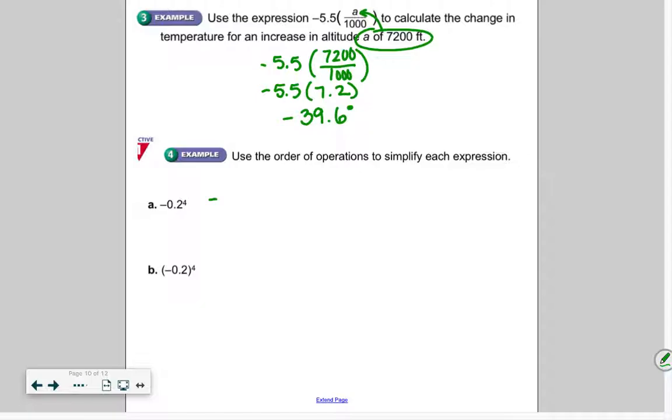So this is a negative 1 times 0.2 being taken times itself 4 times. So it will result in a negative answer. Now, what is 2/10 raised to the 4th power?